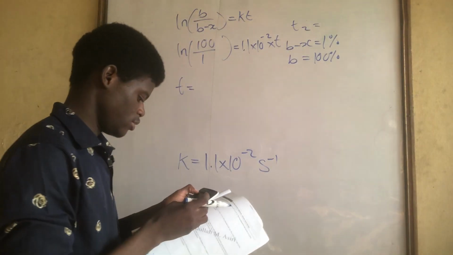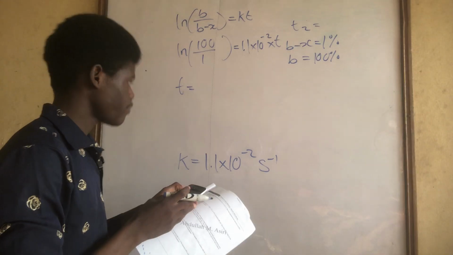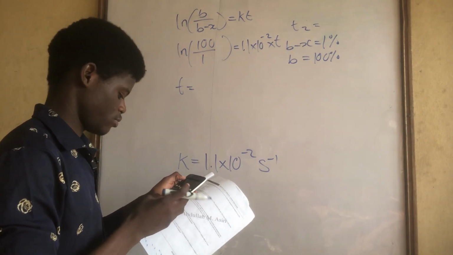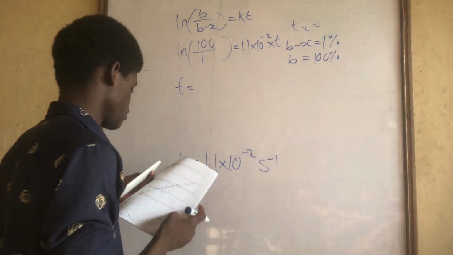Our time will be ln 100, because 100 over 1 is 100, divided by 1.1 times 10 raised to the power minus 2. And that will give 418 seconds.